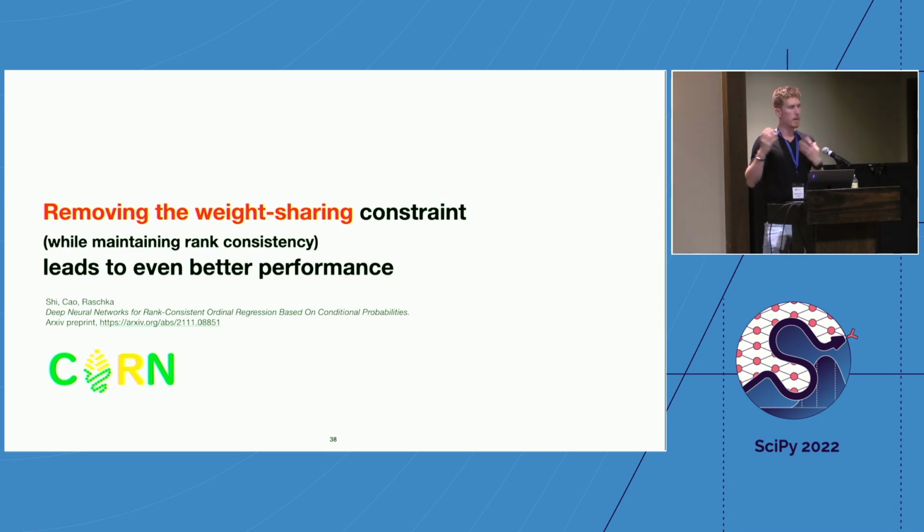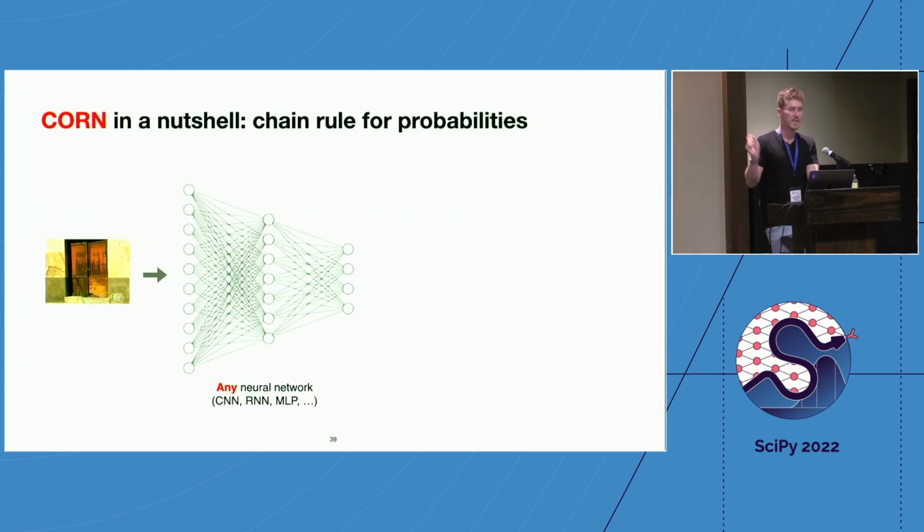So recently we developed a new method where we removed this weight sharing constraint. We called it CORN. I'm always bad at coming up with acronyms, but in a nutshell, it's based on the chain rule for probabilities. Also, again, because it's a short talk, I don't want to go into too many mathematical details, because I really want to get to the brief code examples.